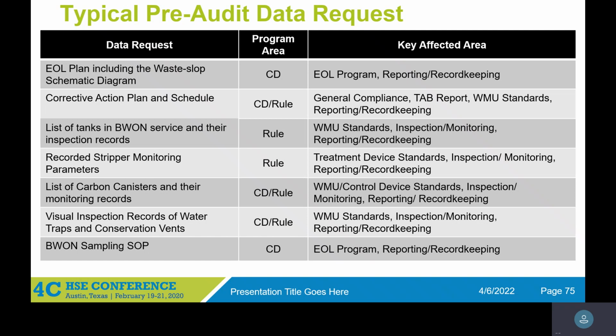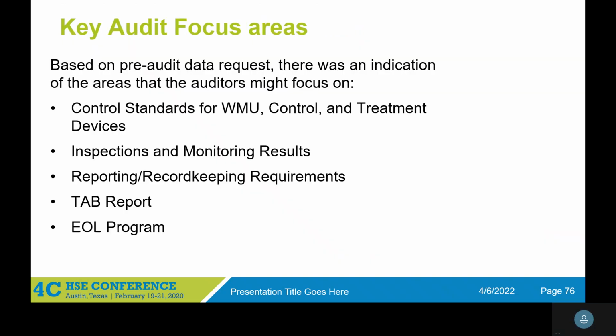They'll ask you for a list of tanks. They will ask you for all the monitoring parameters around any control, like a benzene stripper. Ask you for your carbon canisters information, visual inspections, any standard operating procedure. If you have a waste management unit list, that's great because they can go just one by one. And then they'll just search all your documentation.